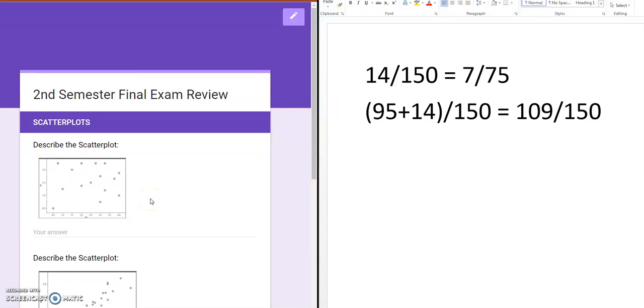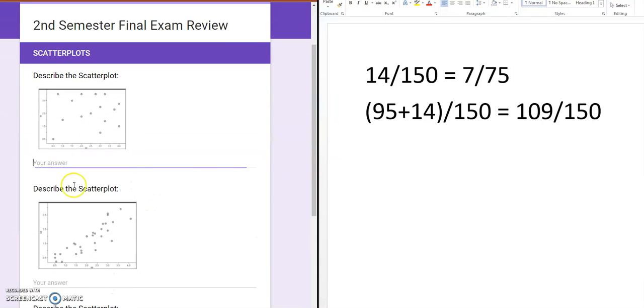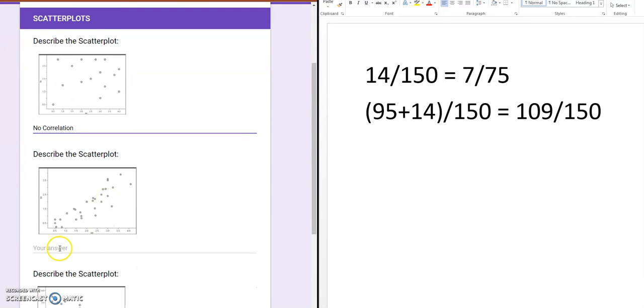Now we're going to describe some scatter plots. This one here, if you say anything other than no correlation, you're saying too much. There's no correlation here. You cannot use this to predict anything. There's no direction, there's no form, there's no shape, there's nothing, there's no correlation.